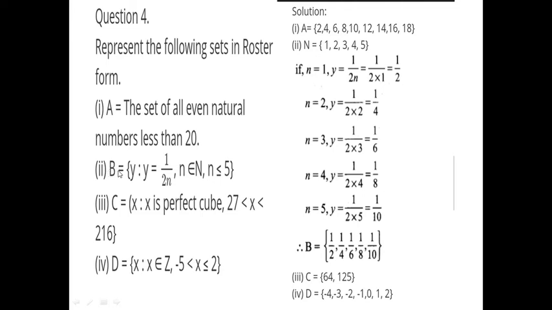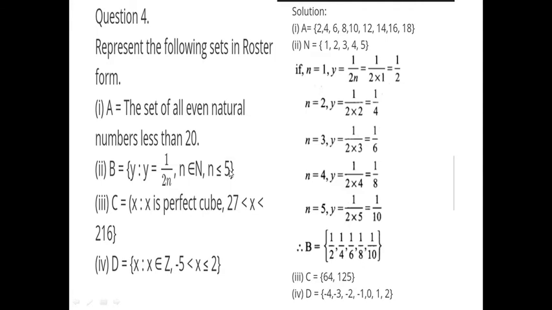Second subdivision. B equal to set of y such that y equal to 1 by 2n and this n belongs to capital N. What does it refer to? The capital N refers to the natural numbers, and this n is less than or equal to 5. See, this represents equal to also, less than or equal to 5. So we have to include 5 also.